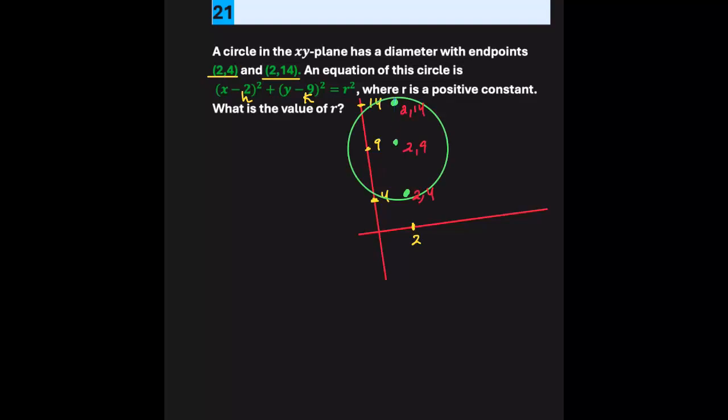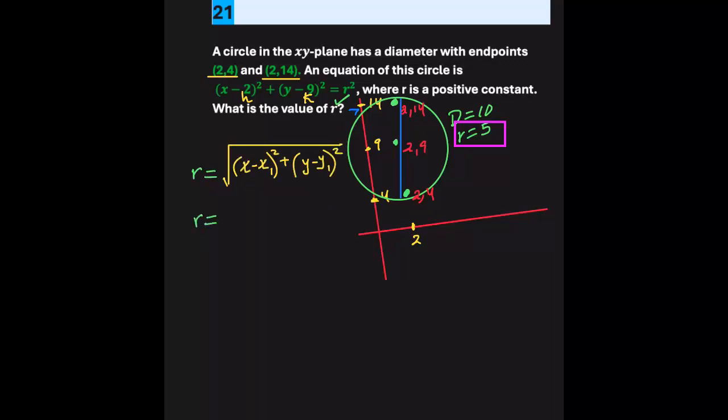This is the diameter from here to here. Here's 4 and here's 14. So 14 minus 4 is 10. Therefore, the diameter is equal to 10. And the question asks for the radius. So r is half of the diameter, which is 5. And that's the answer.